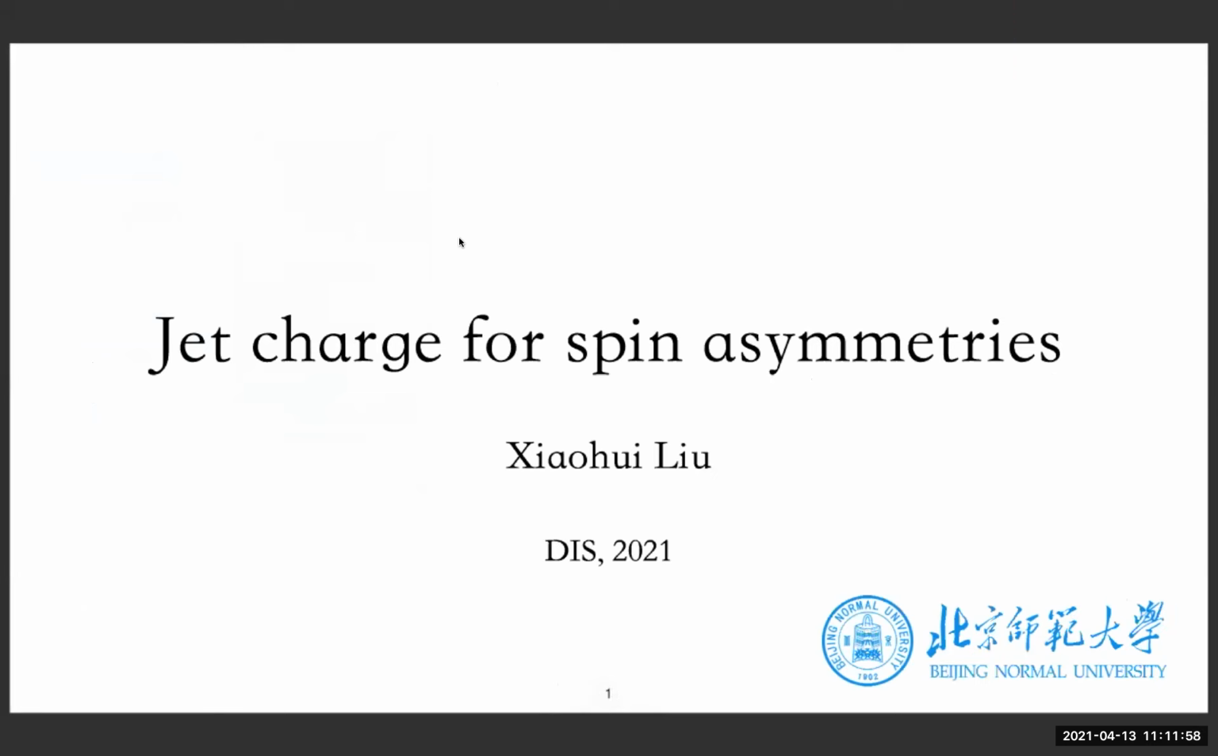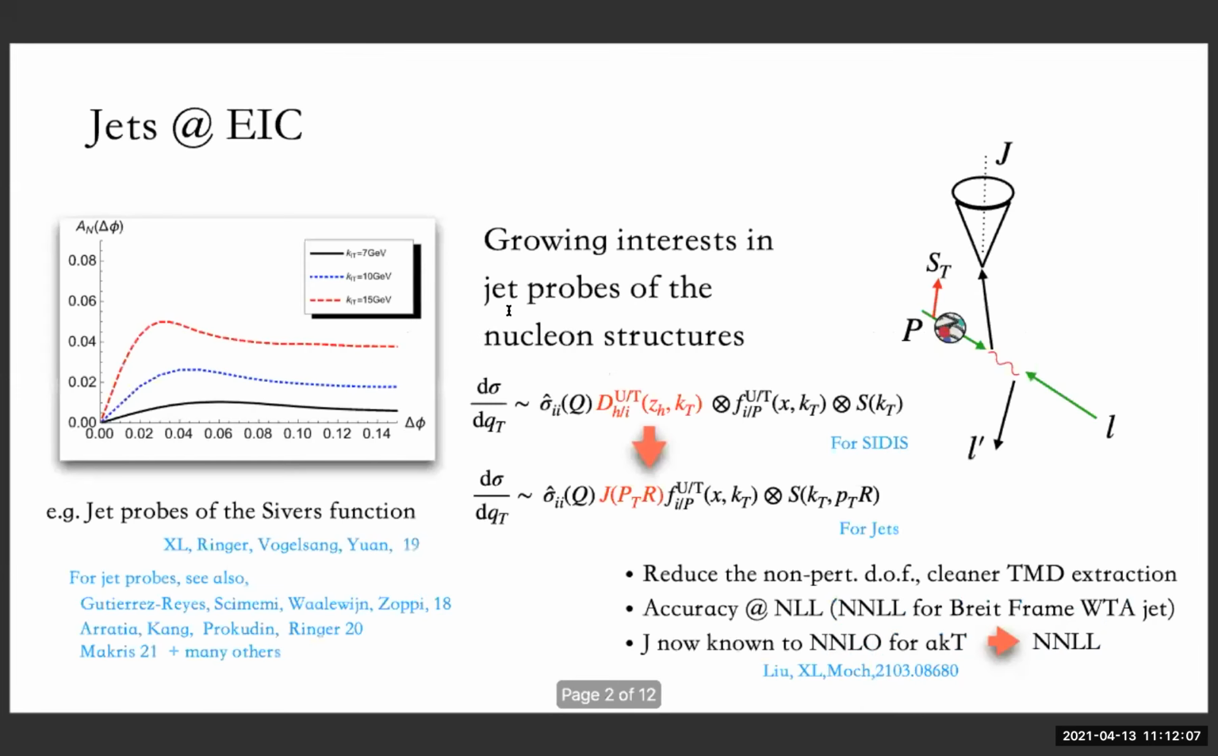Okay, so I'm going to talk about using the jet charge to map out the flavor information for the spin physics. We know that there have been lots of efforts recently devoted to these jet probes of the nucleon structures at the EIC. One advantage of using jets is to reduce the non-perturbative degrees of freedom.